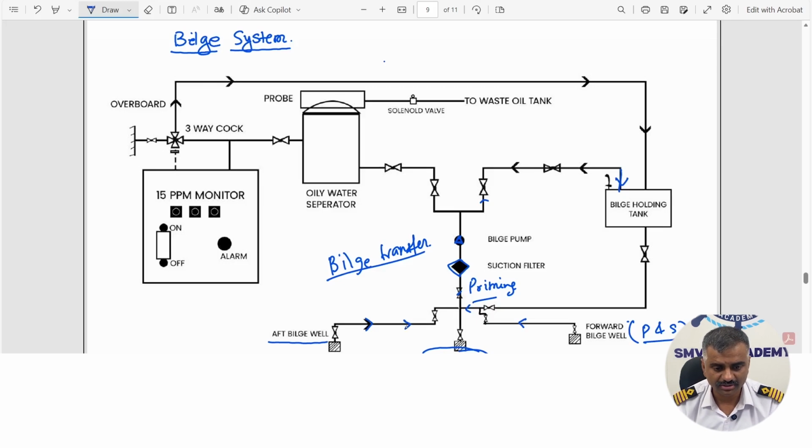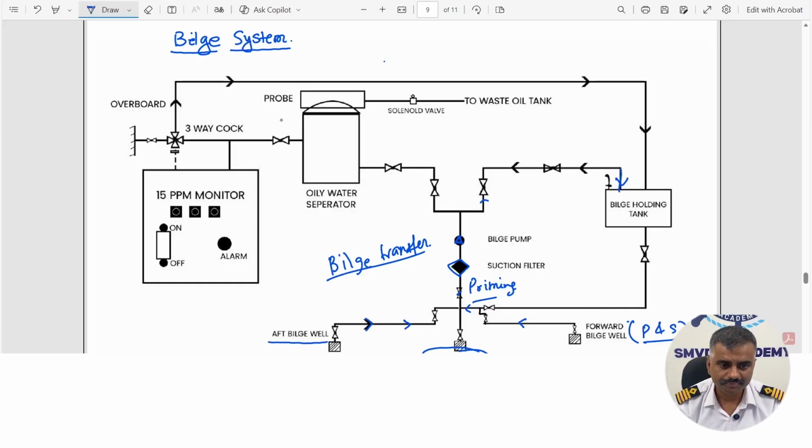So if there is some issue with suction from this line, you give priming water in the form of seawater, and because the seawater flow is always there, the pressure will increase and the suction can be taken from this line. In that case, just prime it for some time and close the sea suction, and then the aft bilge well will take suction and fill the bilge holding tank, or the port starboard side can take suction. There are a number of times there are problems with taking suction from forward and aft bilge wells. So that is where this sea suction line comes into the picture. Okay, so this is clear.